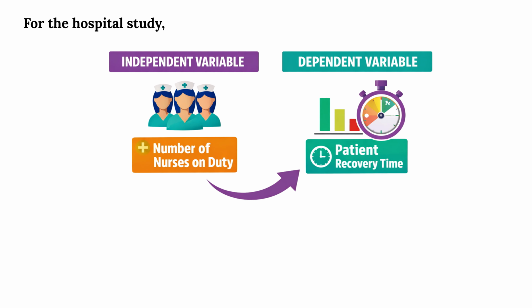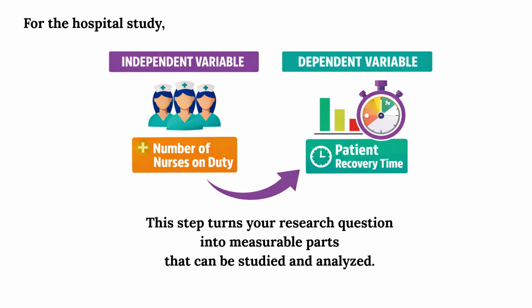For the hospital study, the number of nurses on duty is the independent variable because it may affect patient recovery. The patient recovery time is the dependent variable because it shows the effect of nurse staffing. This step turns your research question into measurable parts that can be studied and analyzed.